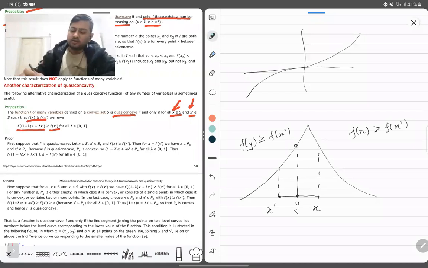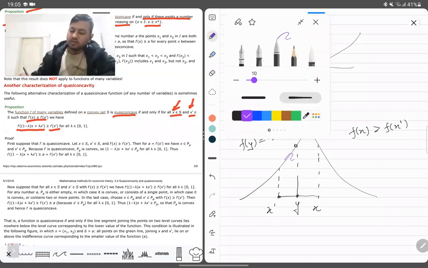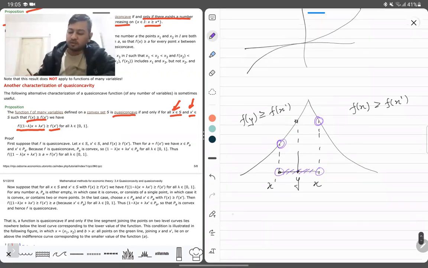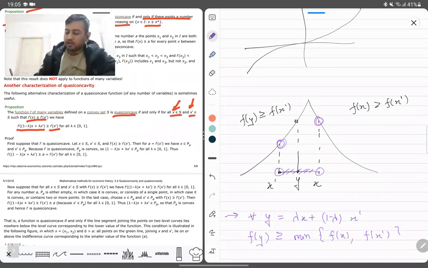ठीक है. So this says कि कोई भी 2 point लो x and x prime. So intermediate points पे function की value will be greater than the minima of these 2 points. So another way to characterize this is for all y equals to lambda x plus 1 minus lambda x prime, f of y should be greater than or equal to minima of f of x comma f of x prime. ठीक है.